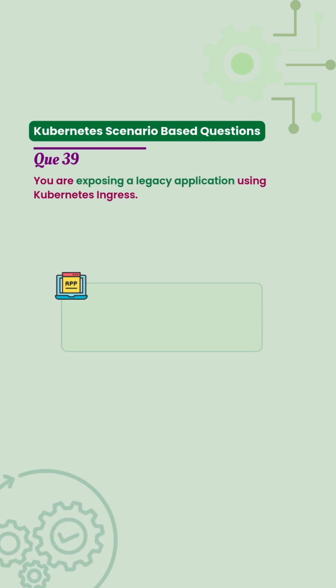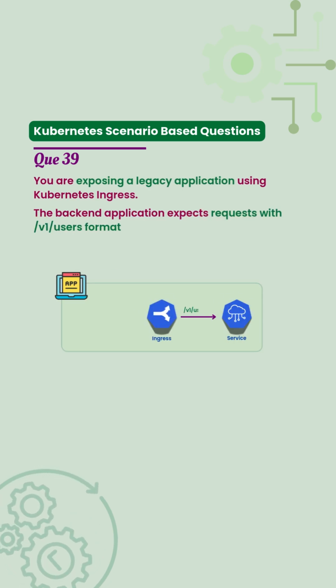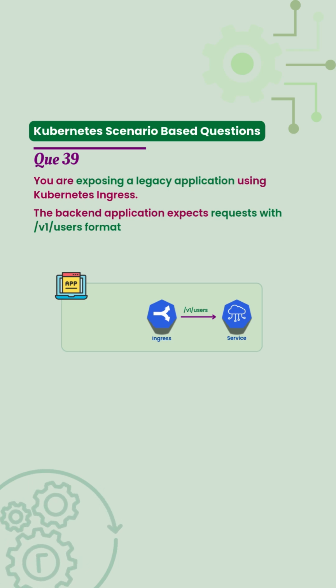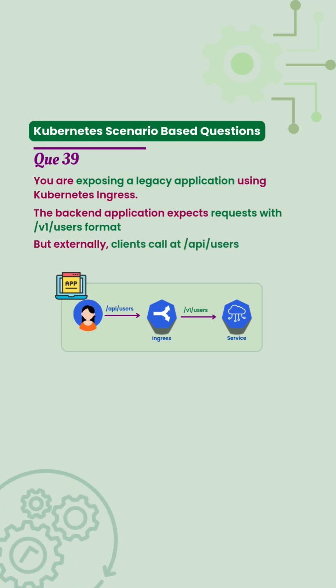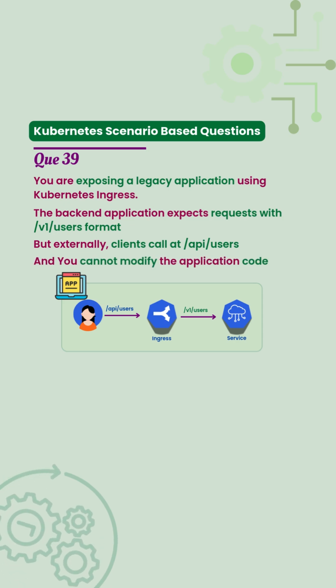You are exposing a legacy application using Kubernetes Ingress. The backend application expects requests with the /v1/user format, but externally, clients call /api/users. And you cannot modify the application code. How would you configure it?